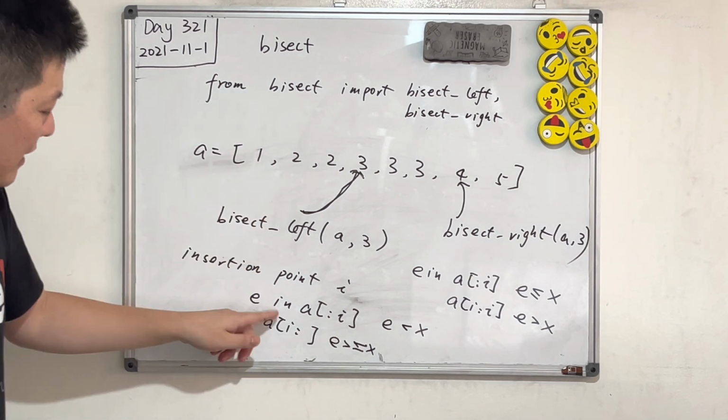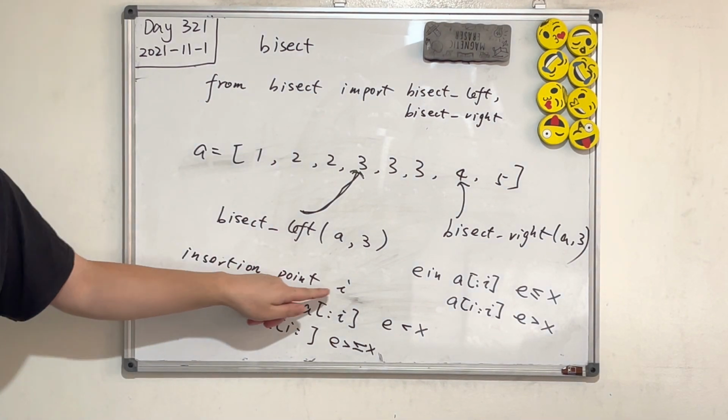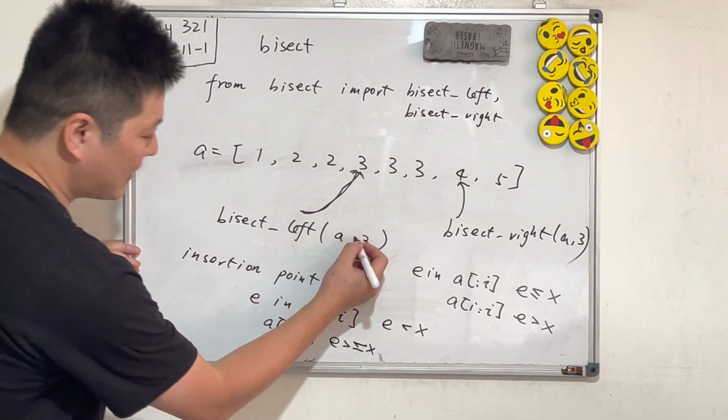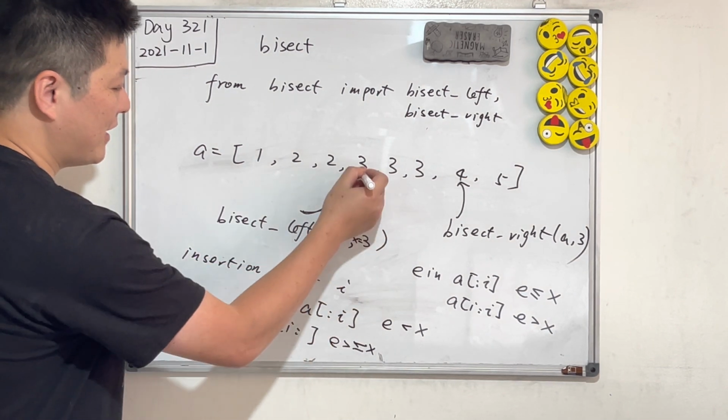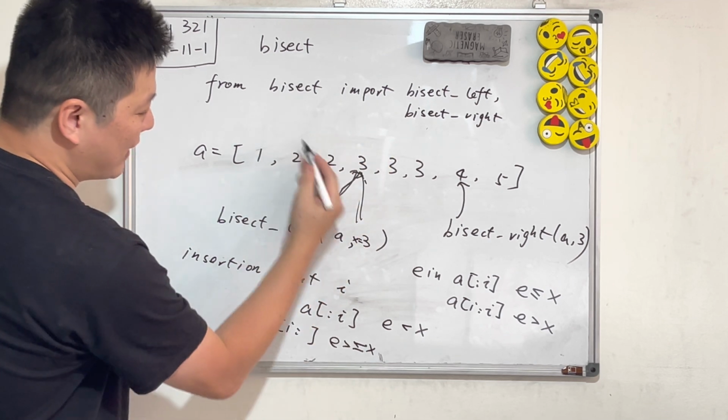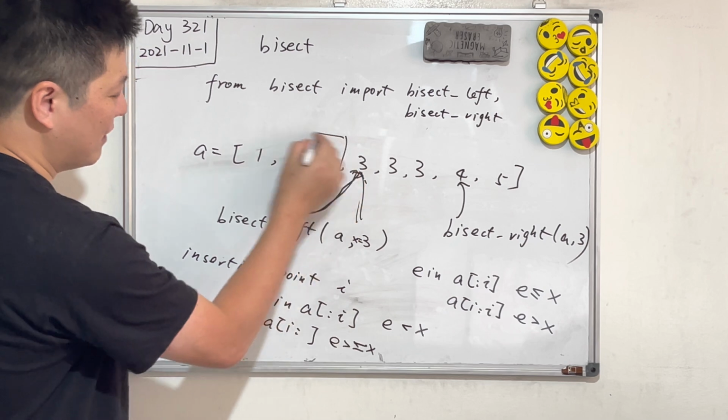That will be returning, that's what I'm saying. That will return the insertion point i, where to put the new element x. This is x equals 3. So you need to put it here, right? Because all the elements up to this point are smaller than x, right? So it needs to be bigger.